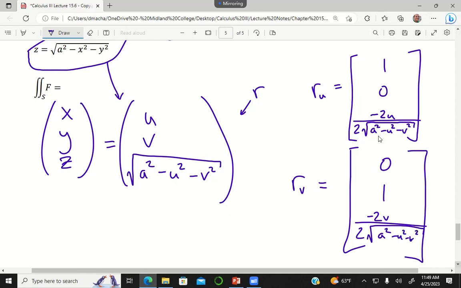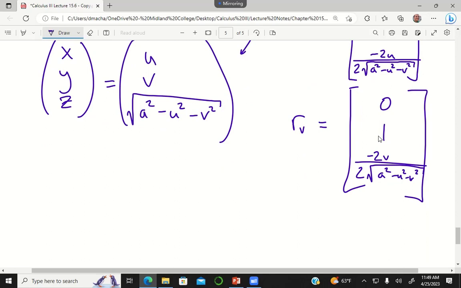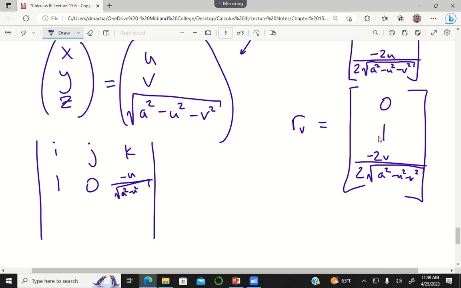Obviously the 2's in the numerator and denominator will cancel, and then I want to take the cross product of these two vectors. So let's take the cross product, which is the determinant of this 3 by 3 matrix looking thing, and then it's 1, 0, negative u over square root a squared minus u squared minus v squared, and then 0, 1, negative v over square root a squared minus u squared minus v squared.